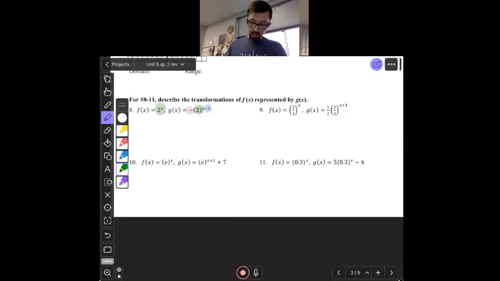I need to talk about those things. Same thing over here on 9. The 2/3 to the x is the base function. I don't need to talk about that. What I need to talk about is the 1/2 and the 1. That's what I need to talk about.